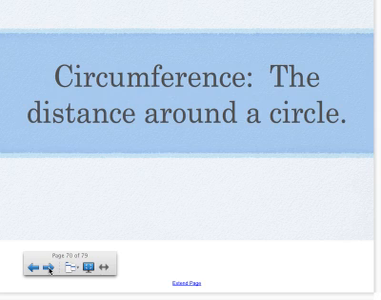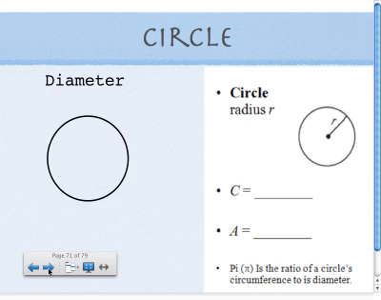Circumference is the distance around a circle. I always tell my students circumference is a fancy word for the perimeter of a circle. So when we're working with a circle, we can talk about circumference. The way we find the distance around the circle, or the way we find circumference, is using the formula 2 pi r, or that's the same thing as pi times the diameter.